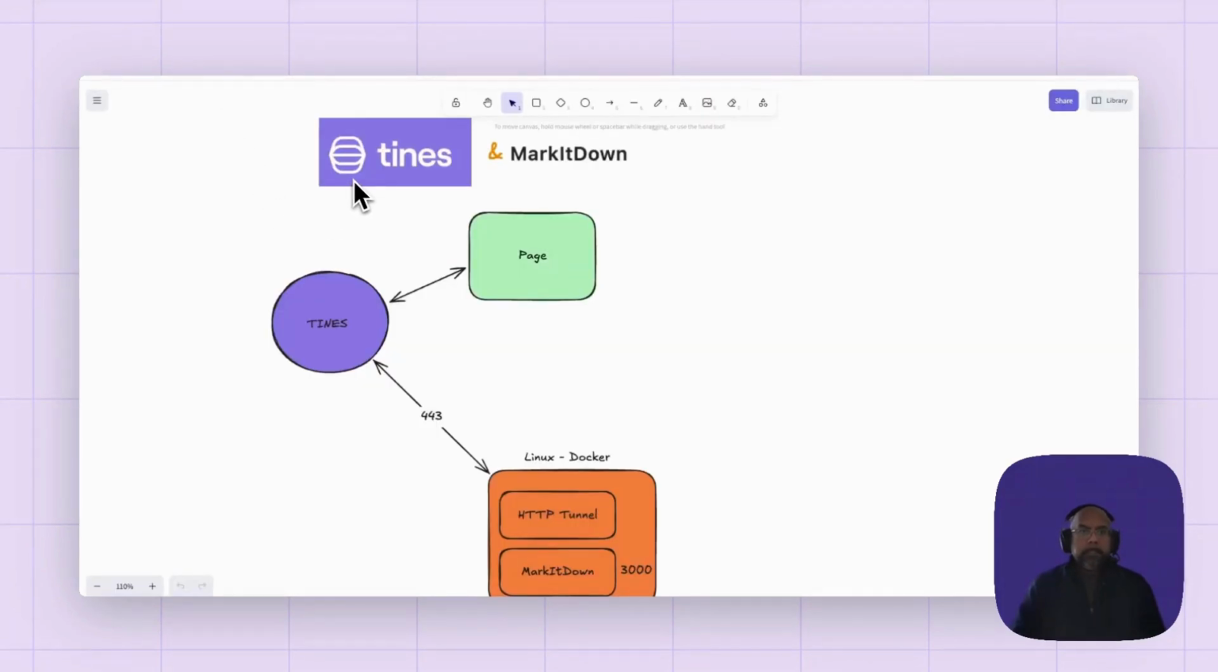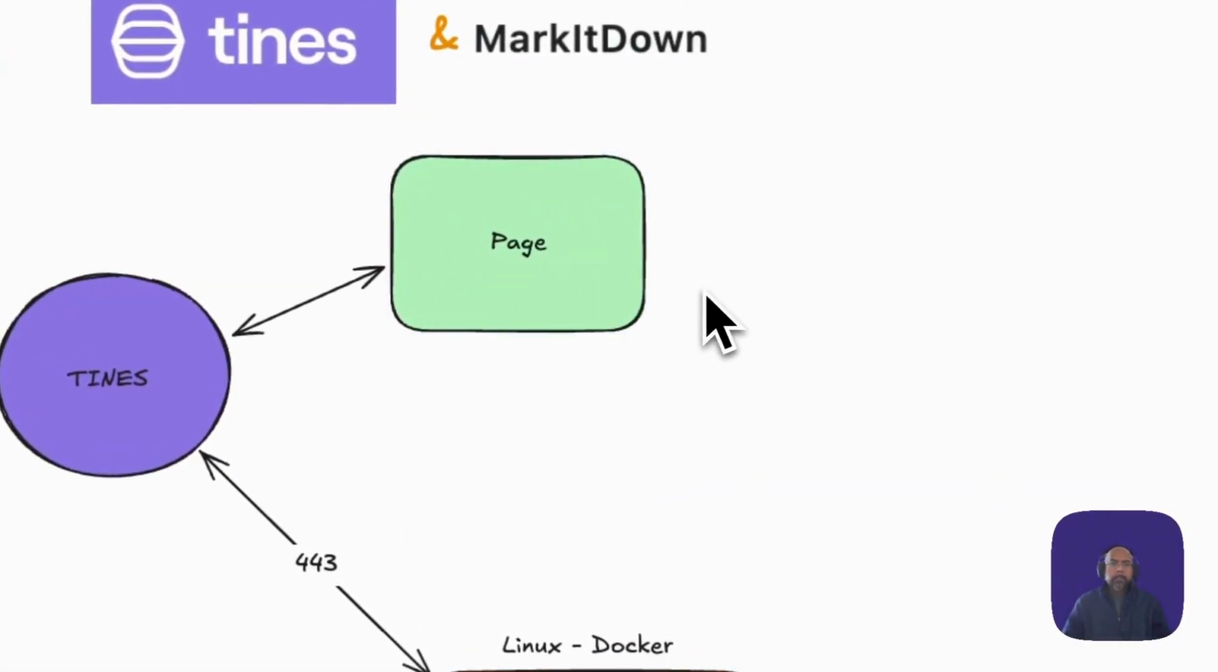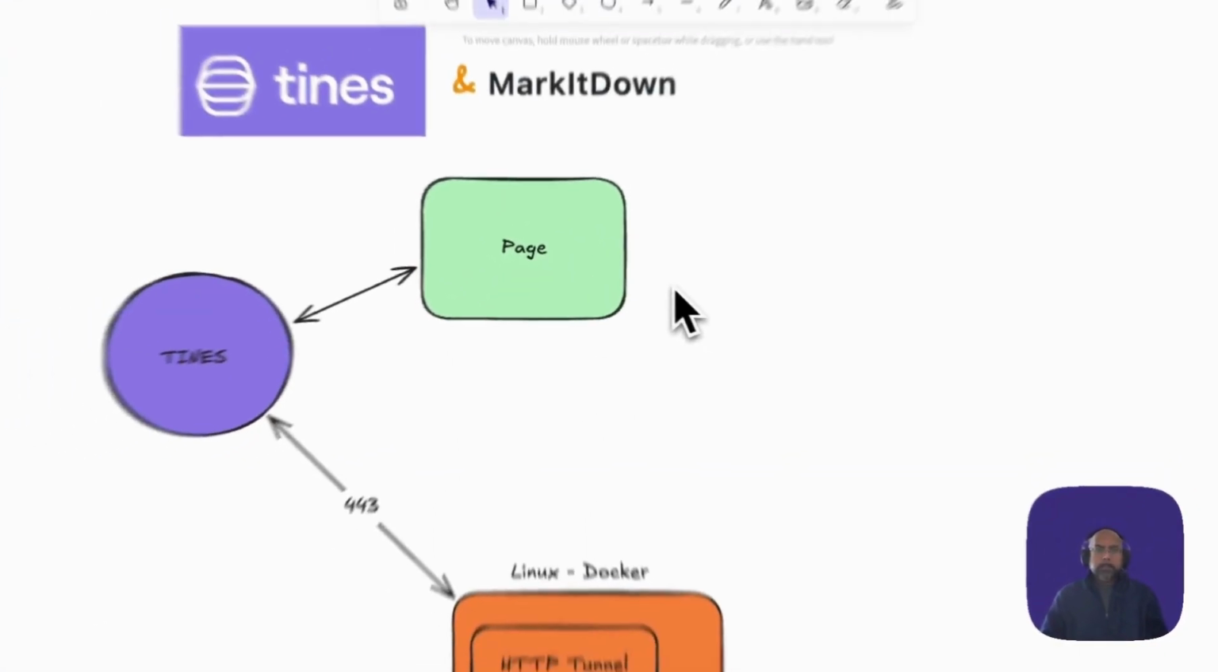So we have Tines SaaS, and over the Tines SaaS, we're connected to a Linux Docker image that's running the Tines HTTP tunnel. And connected to that tunnel, I actually have a MarkItDown container running in the same tunnel on port 3000. And I'm front-ending it with a Tines page to show you how the simplicity works.